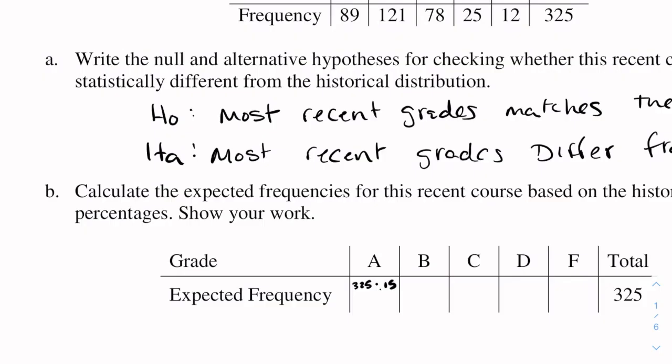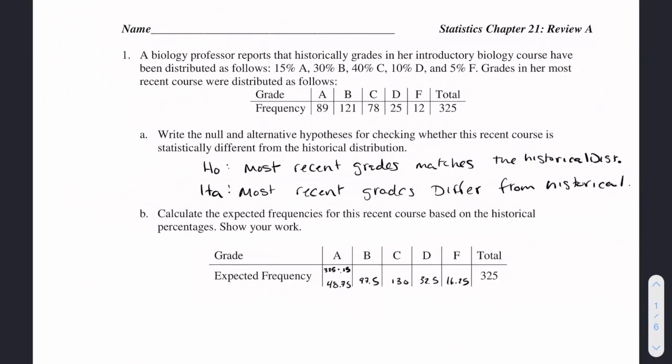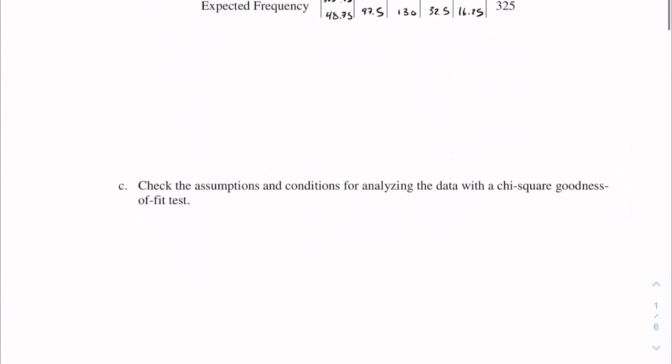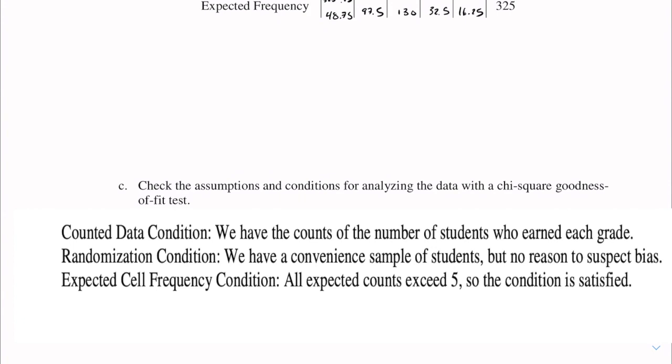So our expected A's would be 48.75, 97.5 for B's, 130 for C's, 32.5 for D's, and 16.25 for F's, for a grand total of, again, 325. As we go along with our chi-squared test of goodness of fit, we need to check the assumptions and conditions. The first one is the counted data condition. Are our data counts? We can see that all of these are counts.